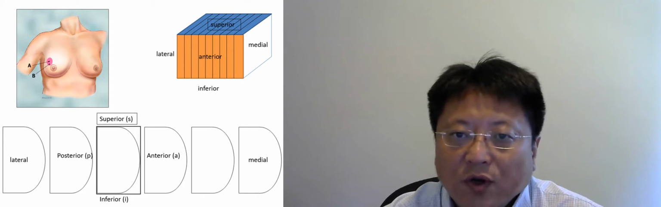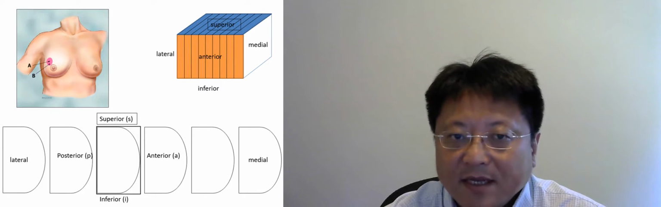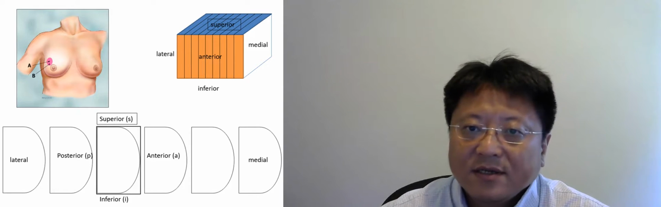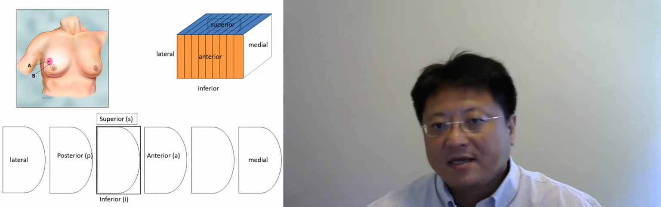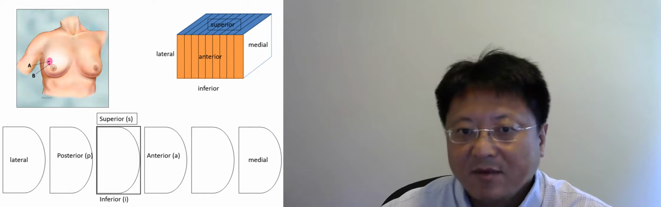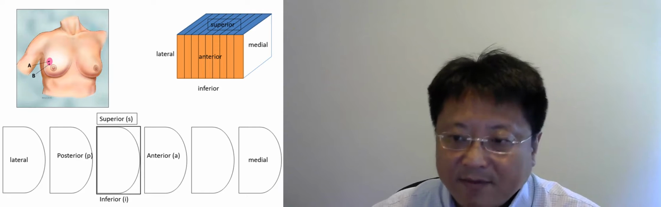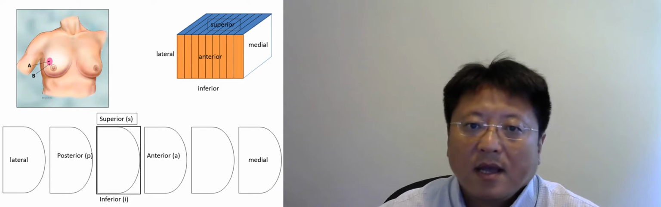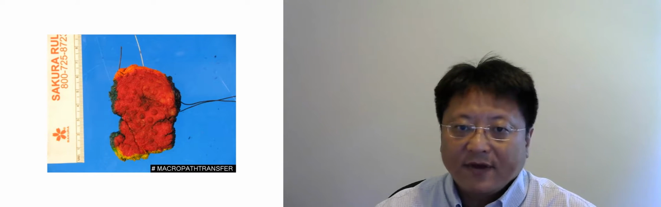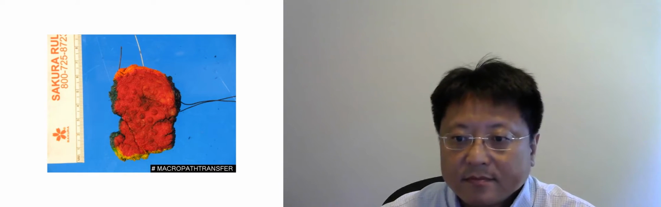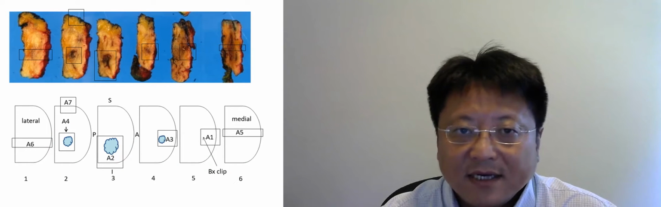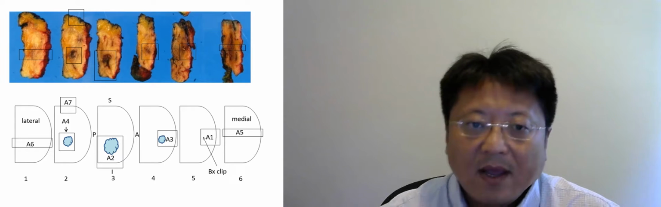This cartoon shows you how we examine specimens, specifically lumpectomy specimens. We ink all these different colors. Then we slice this specimen into thin slices, then lay out all the slices on the examination board to examine the specimen. This is a real case. After we ink all the 6 surfaces, we slice the specimen into thin slices and put them on the board.